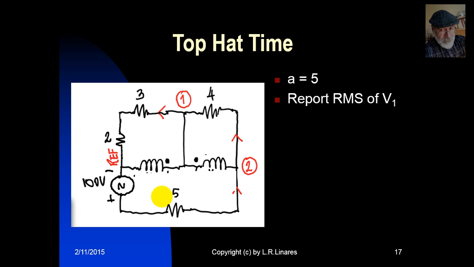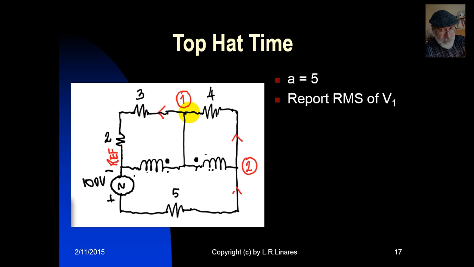For you to work on, I'll leave this little exercise. The primary is this winding on the left and the secondary is the one on the right. A is 5. Solve that circuit and report what is the RMS value of the voltage of node 1 with respect to that reference.